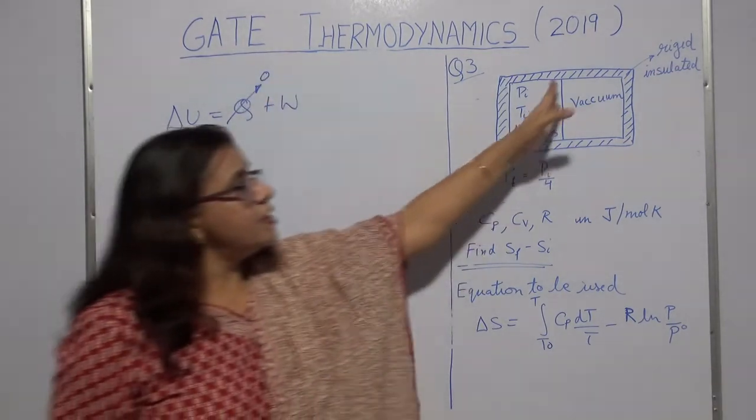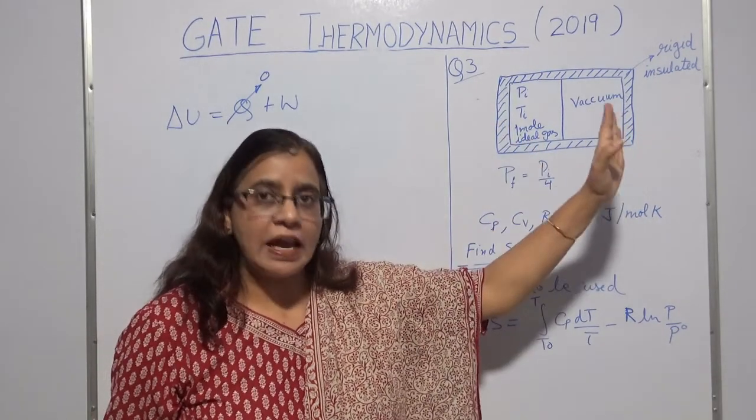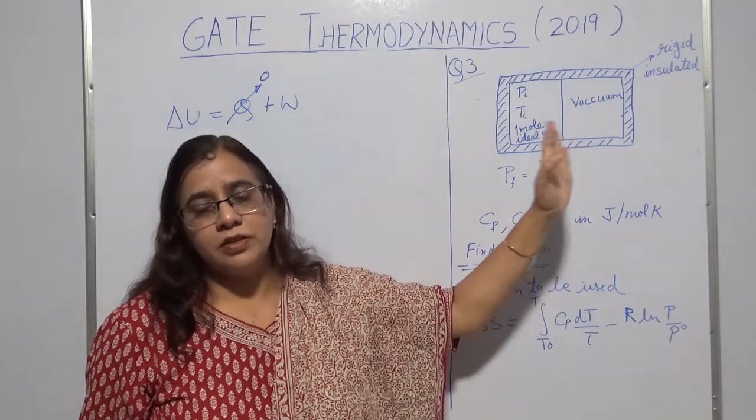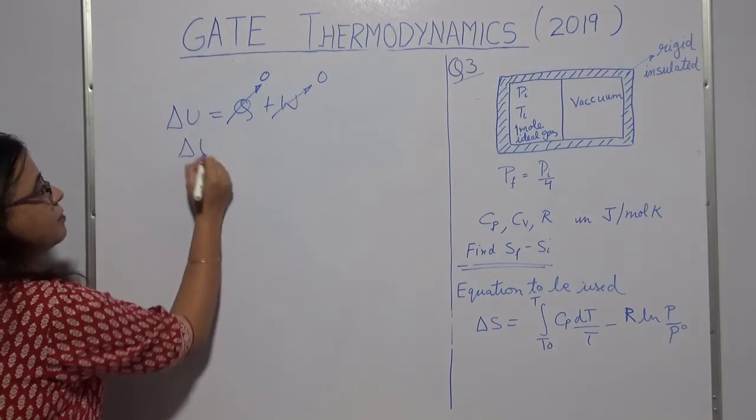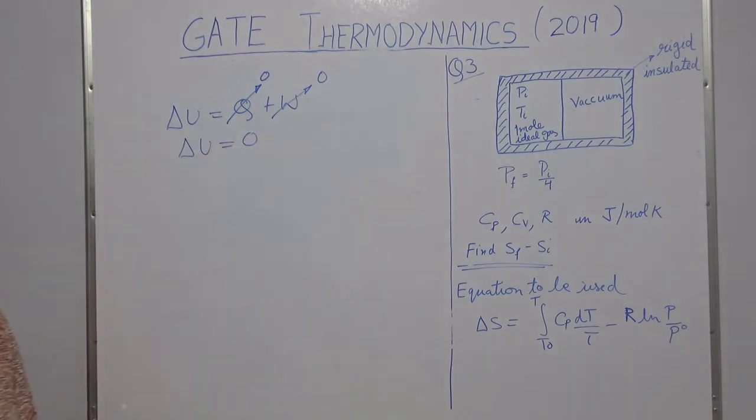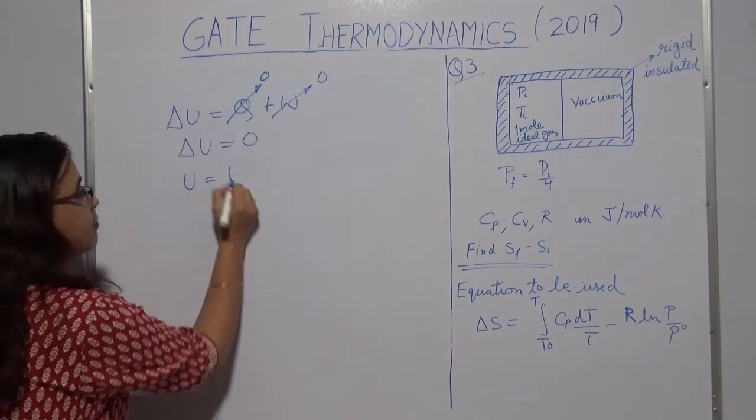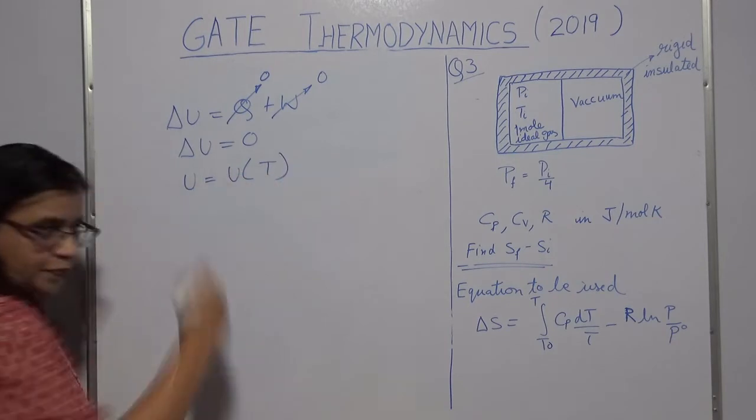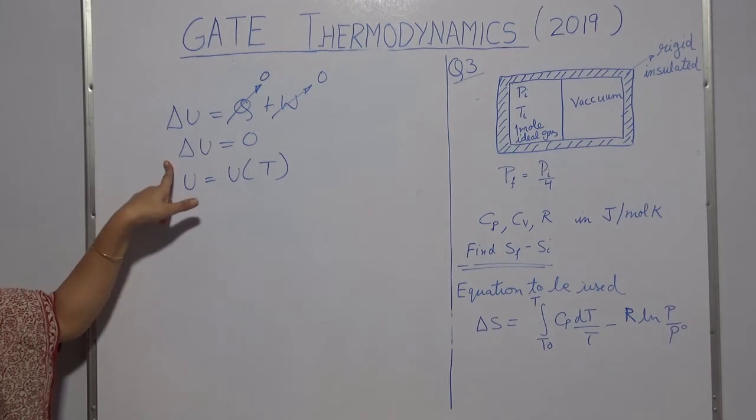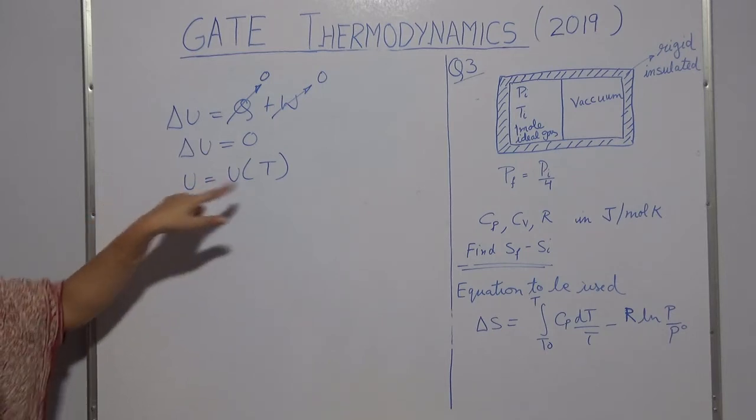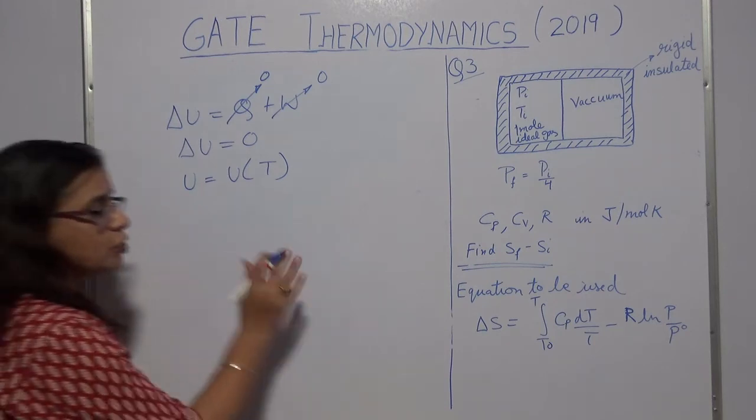Now when this membrane ruptures, the gas expands, but it is expanding against vacuum, so the gas is not doing any work. So the work done again is 0. What you end up with is delta U equal to 0. For an ideal gas, you know that U is a function only of temperature. If delta U is equal to 0, that means U is not changing, so your temperature is also not changing. There is no change in temperature.